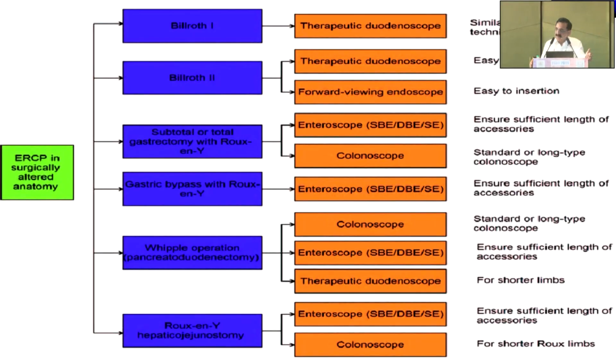In Whipple's operation, if it is a short loop, you can use a therapeutic duodenoscope, but the majority of the times you still have to resort to over tube assisted enteroscope, and hepatico-jejunostomy also with over tube assisted enteroscope.